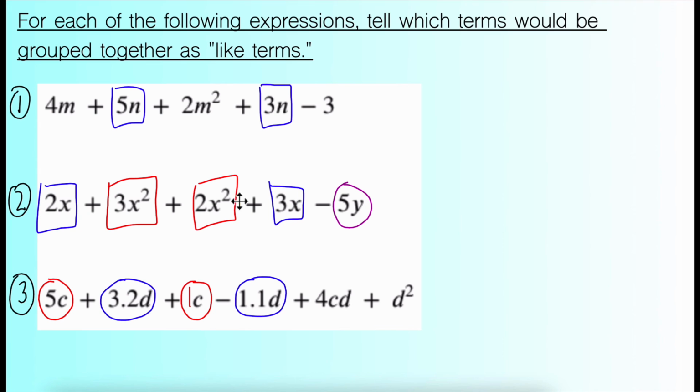I don't see any other like terms, but there are some interesting ones to look at here. You've got 4cd, kind of close to c, but not quite, because it's c and d together. And it's kind of close to d, but also does not fit in either of those families. So that's a term all on its own. Same with d squared here. It's close to the d's that we've circled, but it's d to the second power, whereas these two terms are just d to the first power. There's no exponent on there. So that's how you identify like terms.